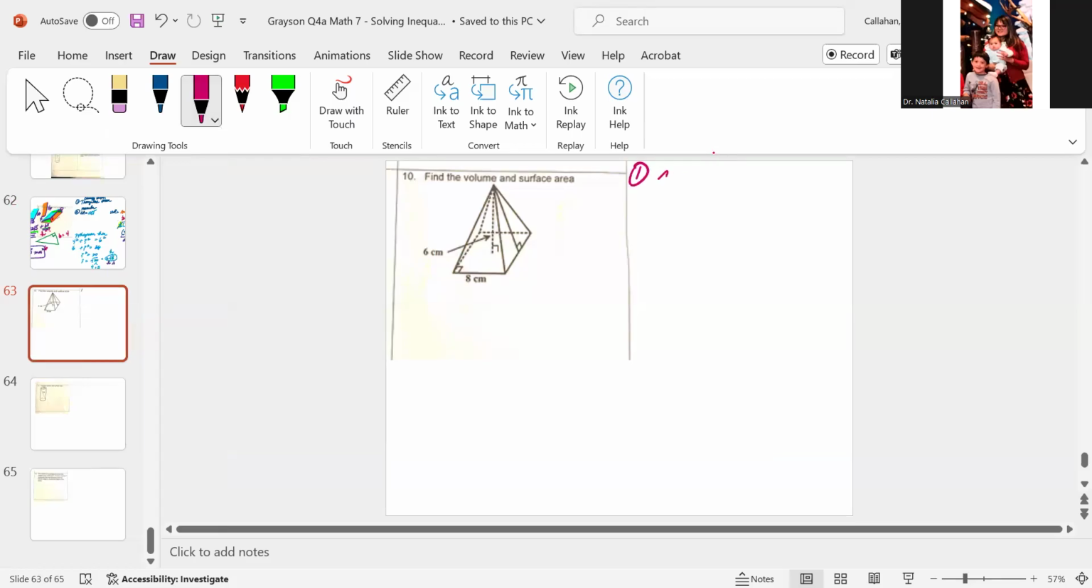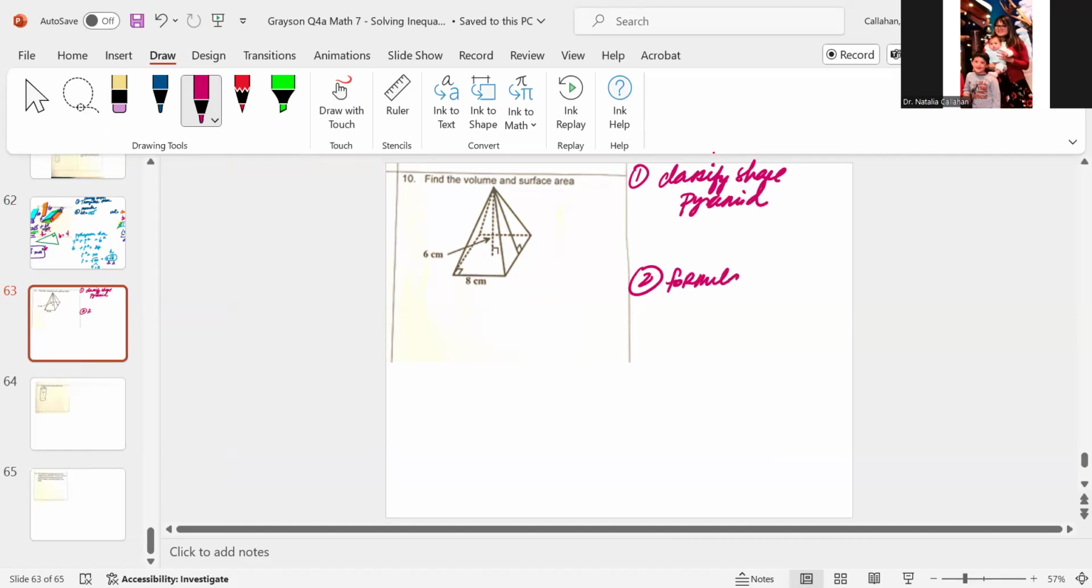So number 1, classify the shape. What is it? Okay, number 2. What's the formula for the surface area of a pyramid? You might have to Google it or something. You did it last time. You're going to have to do it again this time.